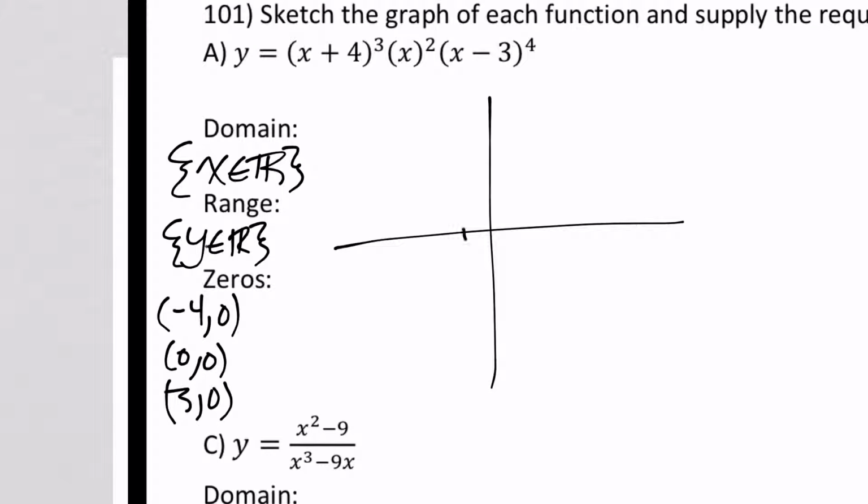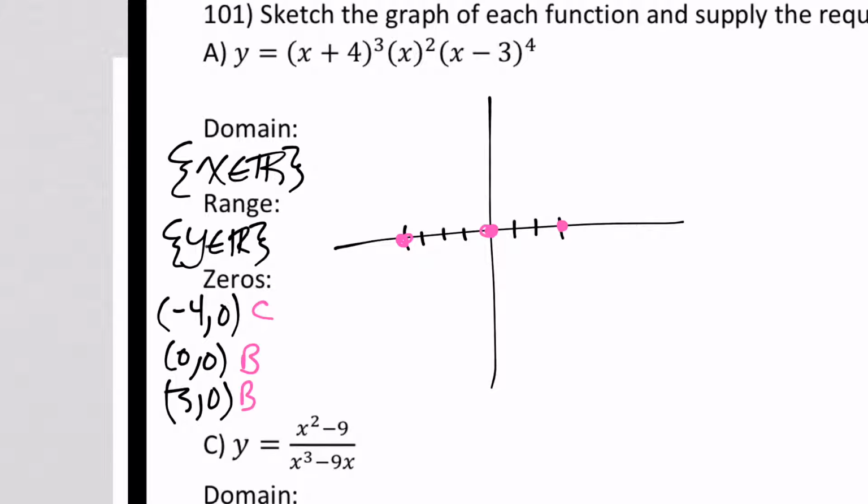X plus 4, so 1, 2, 3, 4. And let's plot a point x, giving us an x-intercept at 0. So let's plot a point, and then -3 giving us an x-intercept at +3. So we will plot a point. The x-intercept at 3 will bounce because the multiplicity is even. The x-intercept at 0 will bounce because the multiplicity is even. And the x-intercept at -4 will cross because the multiplicity is odd.